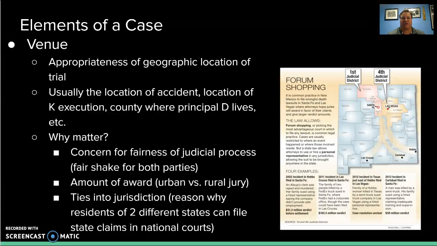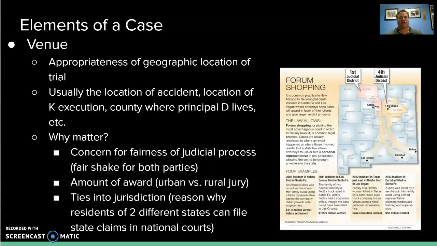This image here on the page shows one right outside Las Vegas versus Santa Fe, New Mexico. It's the same kind of thing. You want to make sure that people are being treated fairly. Usually it's an urban setting versus a rural setting, where the rural area is a little bit more conservative. They don't give out as much money. The juries tend not to award as much money.